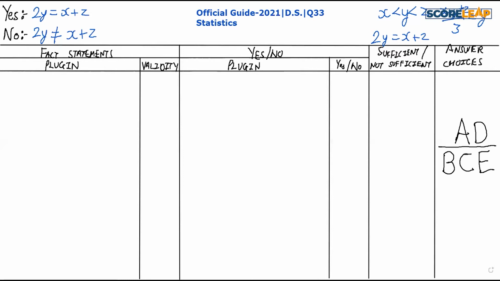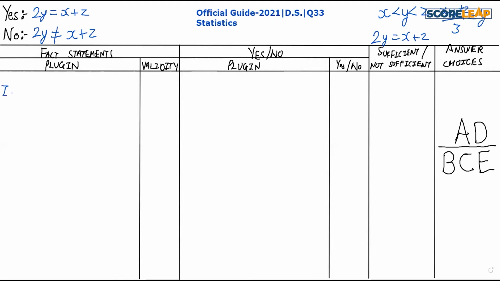If any of the statements clearly gives us that 2y equals x plus z, or clearly that 2y is not equal to x plus z, then that statement is sufficient. But if there is one possibility where we get 2y equals x plus z and another possibility where we get 2y is not equal to x plus z, then that statement will not be sufficient. So let us check the first statement.